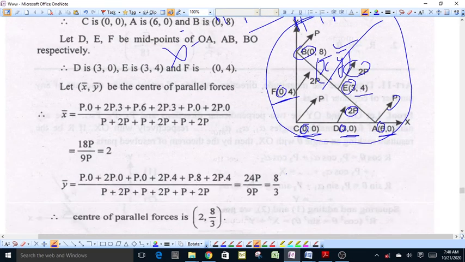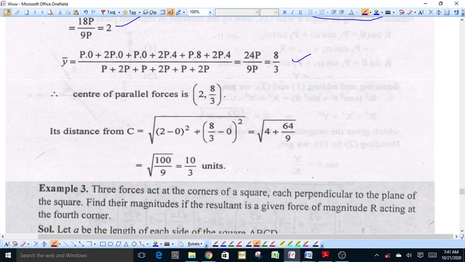By solving, we get x bar is equal to 2, and similarly y bar will be equal to P into y1, 2P into y2, plus P into y3, 2P into y4, and so on. By using the concept we have already discussed in the previous article, y bar comes out to be 8 upon 3. Therefore, the center of these parallel forces is (2, 8 by 3).